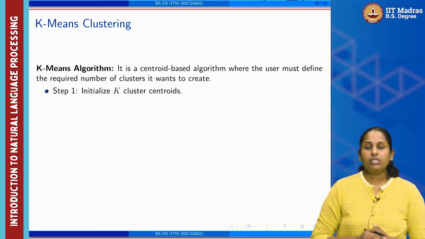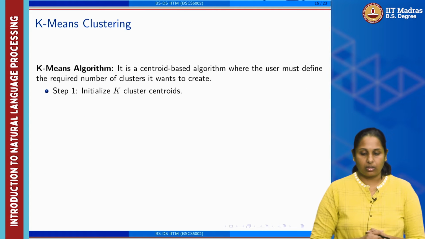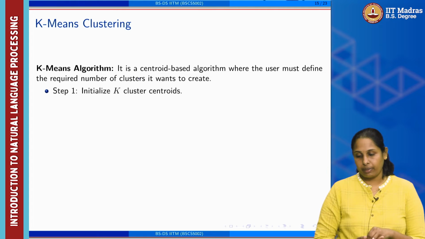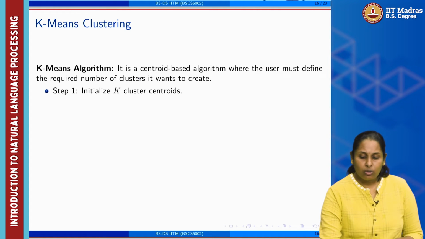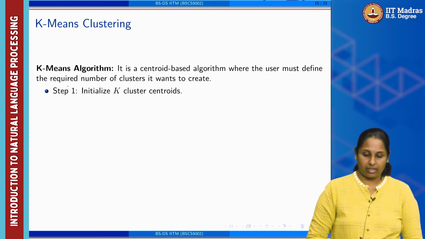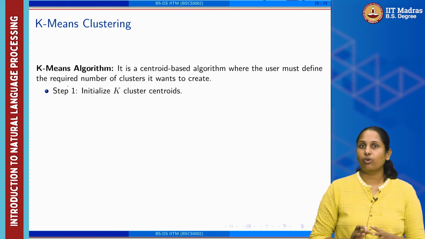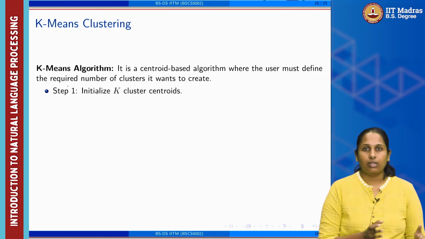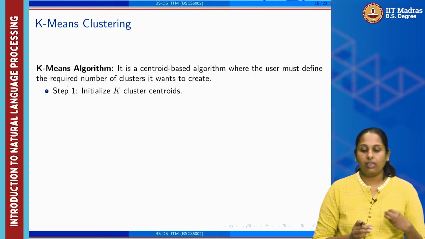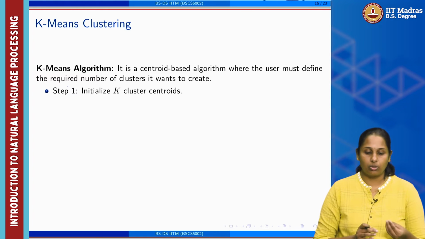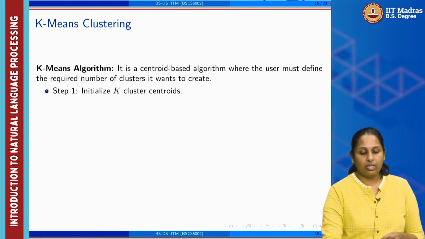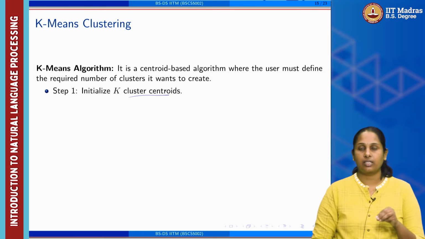Now, how does k-means clustering work? It works as a centroid-based algorithm where the user must define the required number of clusters they want to create. So if we want to create, let's say, 10 POS tags, we have to define what those clusters are, and we have to initialize the k cluster centroids.